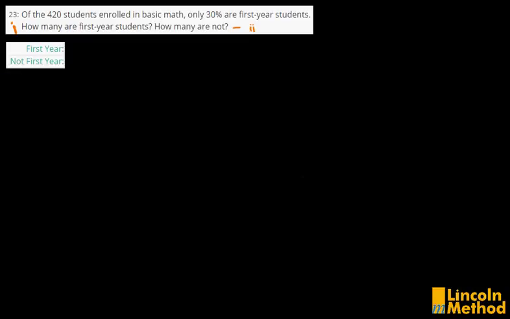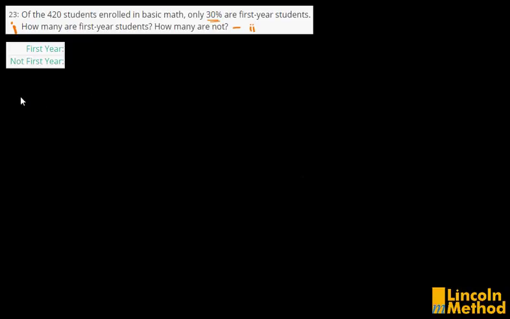Of the 420 students enrolled in basic math, only 30% are first year students. How many are first year students? We need to find out the number of first year students. So we need to see what this 30% equals to when we talk about the number of students.